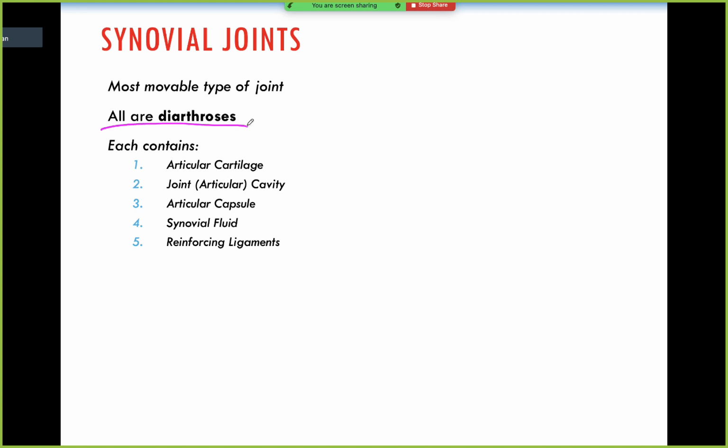Diarthroses have a large range of movement, and they're going to include joints like your shoulder, your hip, your knee, your elbow. All are considered synovial joints.